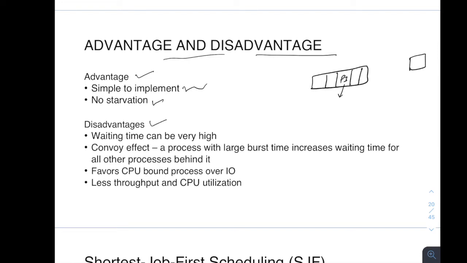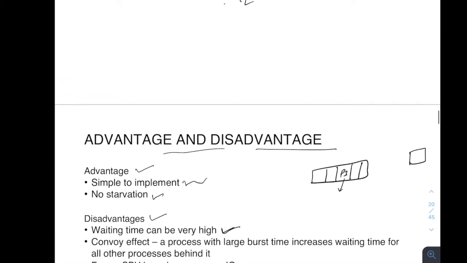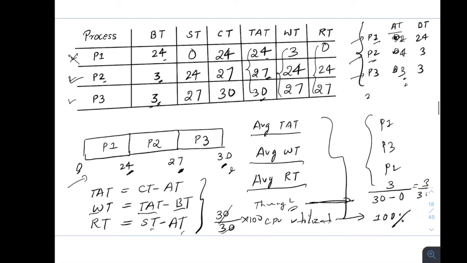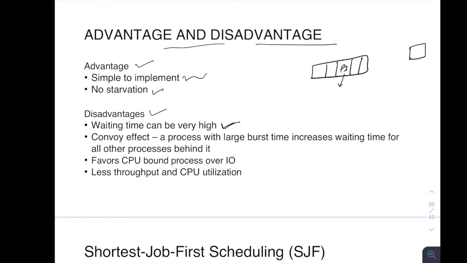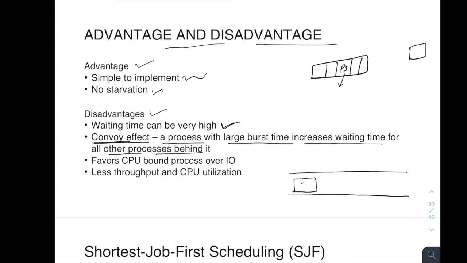Now, the disadvantage is that waiting time can be very high here. If you see the waiting time for process 2 and process 3, it is quite high, right? That can be the case in FCFS. And also there is the convoy effect. In the convoy effect, a process with a large burst time increases the waiting time for all the other processes behind it. Think of being on a road, where this is vehicle one, vehicle two, vehicle three.